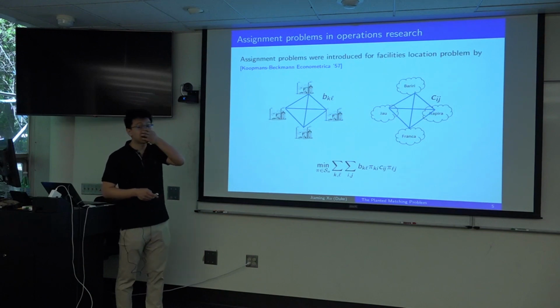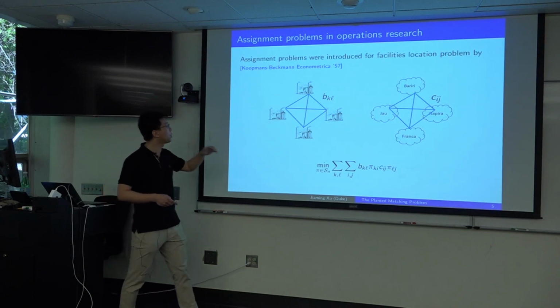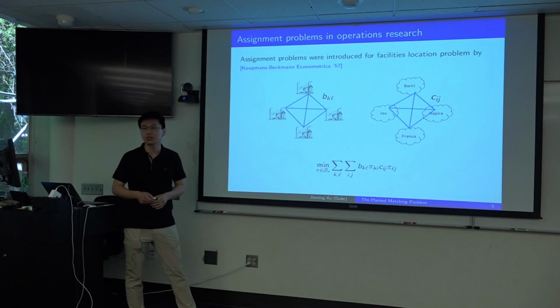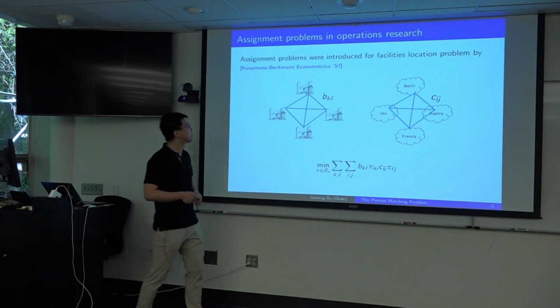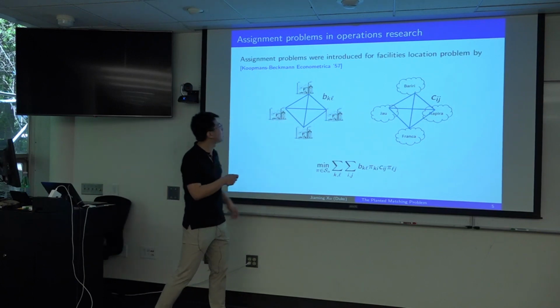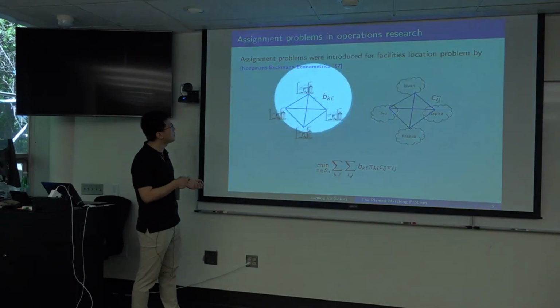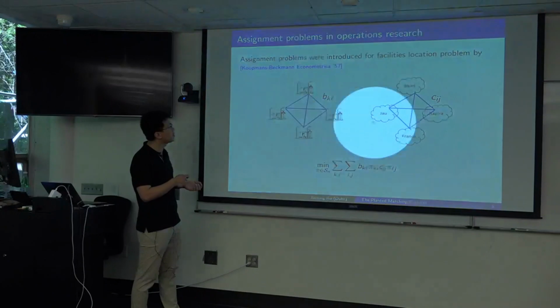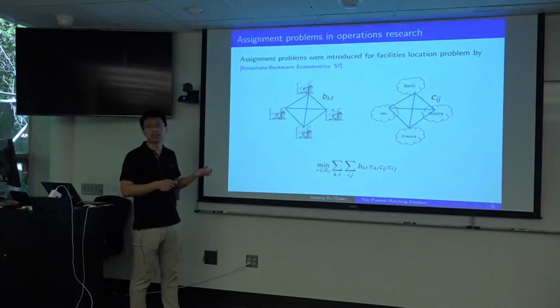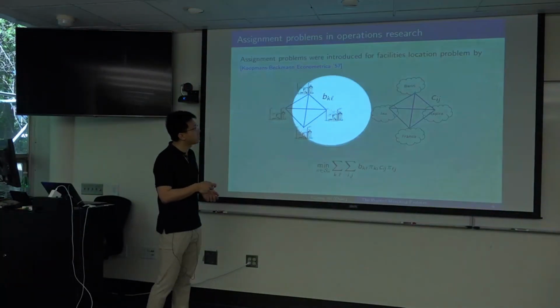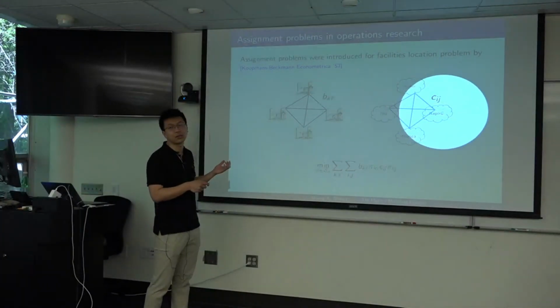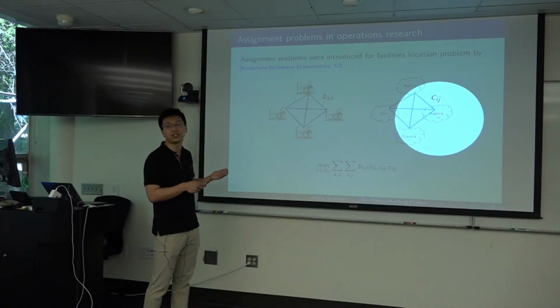In this paper, they also consider more complicated scenarios where they take these so-called transportation costs into consideration. So here you can imagine you have these different factories. You have some products you need to transport from one factory to the other factory. So B_KL is the units of the product that need to be transported, and now C_IJ is the transportation cost per unit.